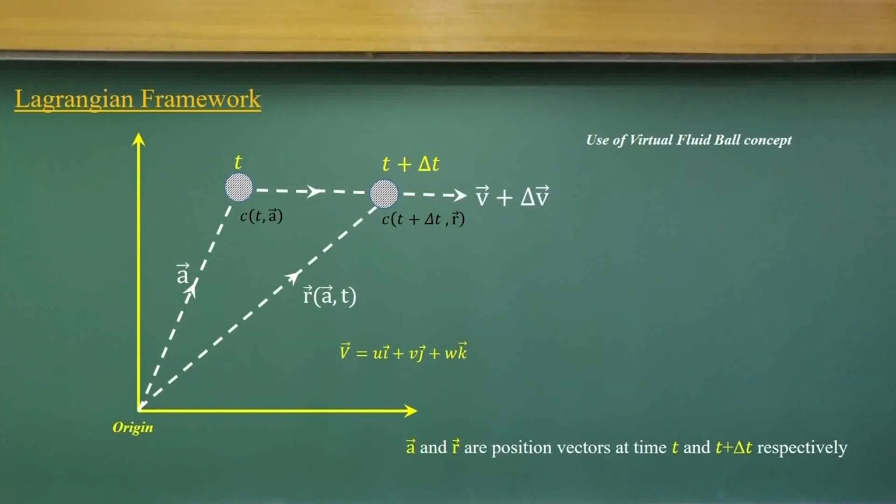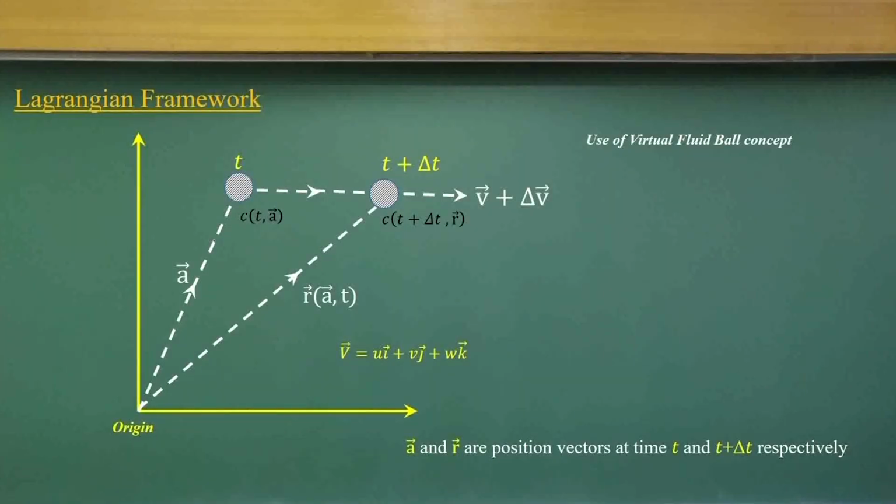Now, coming back to the Lagrangian framework, which is nothing else but a virtual fluid ball concept. That means at a time t I have a position vector a, where I know the concentration c, which varies with t. At the time t plus delta t there is a change; let me consider the velocity v here. At this point the velocity changes to v plus delta v. At the time t plus delta t, the concentration changes. It is a function of the position vector r. The position vector r depends upon acceleration and the time factors.